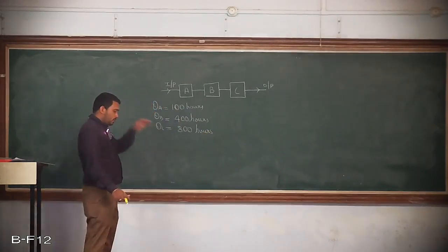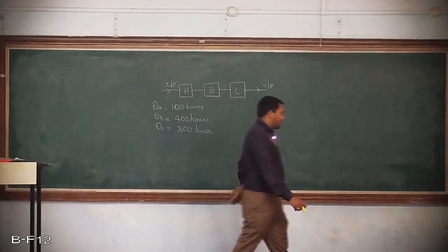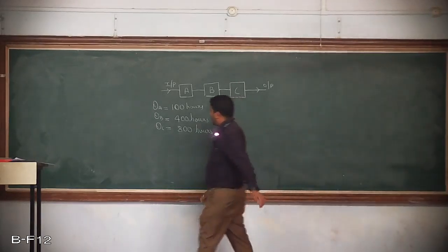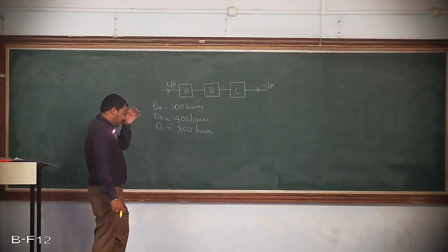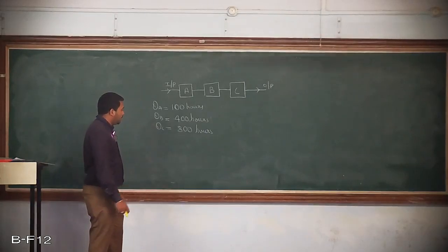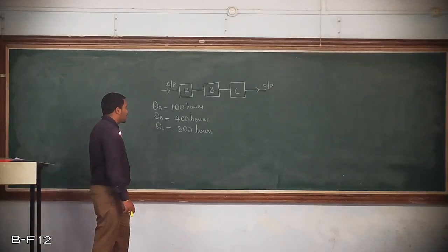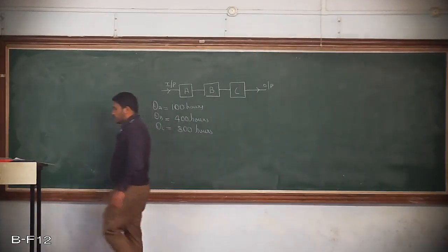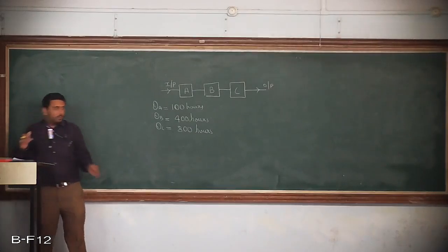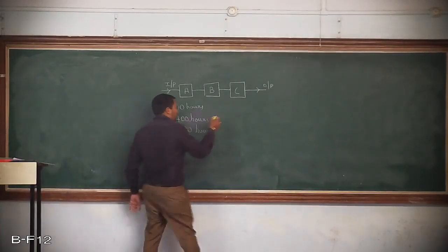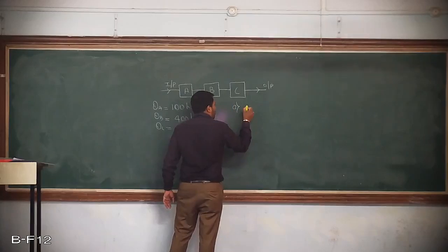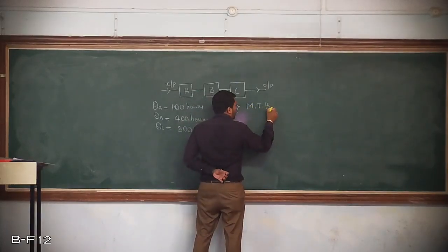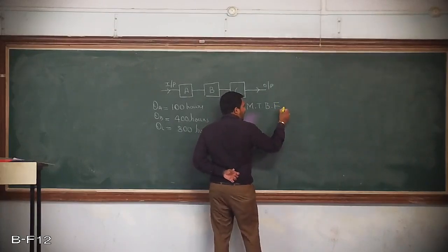There is a system in which parts are connected in series and there are three parts A, B, C. For part A the mean time between failure is 100 hours, for part B the mean time between failure is 400 hours, and for part C the mean time between failure is 800 hours. And they have asked us to find out, the first bit, the mean time between failure of the entire system.